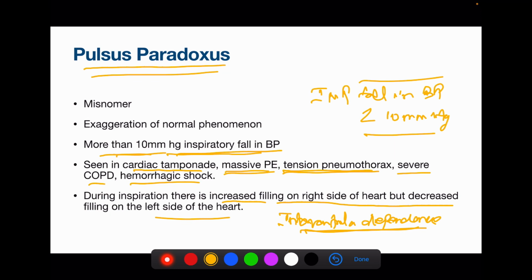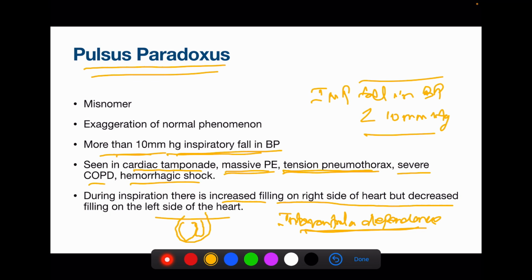So I said that during inspiration there is increased filling of the right ventricle. As the right ventricle distends with blood, it leaves less space for the left ventricle, because you know that the heart is contained inside the pericardial cavity. As the right ventricle distends, it leaves less space for the left ventricle to distend. So consequently, there will be decreased filling of the left side of the heart.